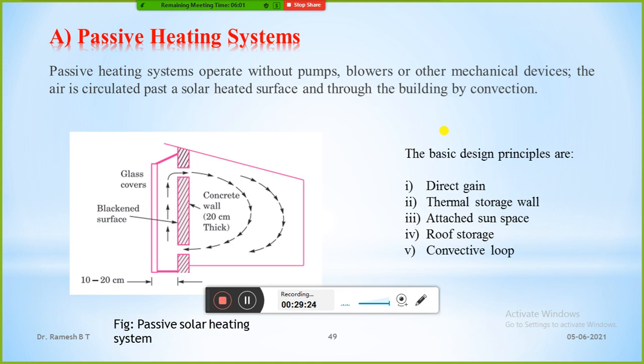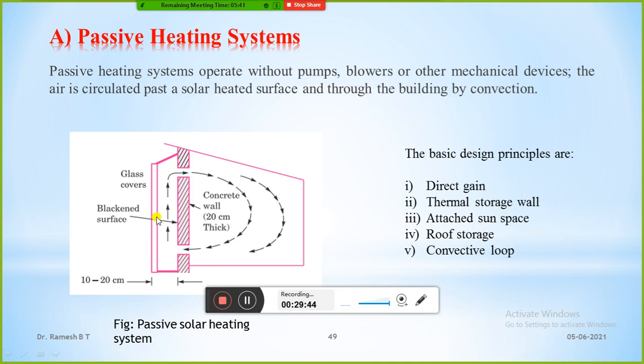So this is the typical structure. Here is the glass, and here it traps the heat. This hot air has two vents through which it enters the room or space and heats it. Once it becomes cool, it goes back into the same structure, again absorbs the heat and becomes hot.